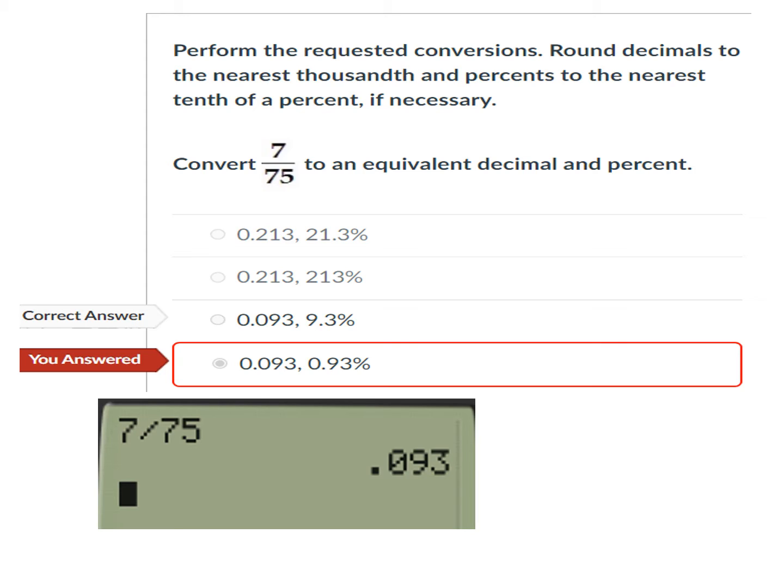Convert 7 over 75 to an equivalent decimal and percent. Well, you had the right decimal, right? 7 divided by 75 is 0.093. But to change that to a percent, you're multiplying by 100. Translated, that means you're moving the decimal point from in front of the 0 two places. So now it's between the 9 and the 3, 9.3%, not, unfortunately, 0.93.